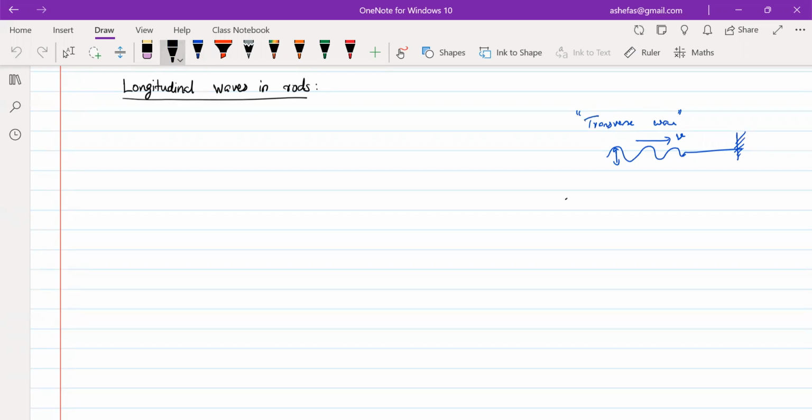One simple example to produce a longitudinal wave in a rod is to take a rod and just strike it using a hammer. So if we strike it using a hammer, then sound would be produced. This sound would obviously propagate through this rod, and this propagation of sound is basically due to the oscillation of particles inside this rod, and these particles would oscillate parallel to the direction of propagation. So therefore, this is an example of longitudinal wave.